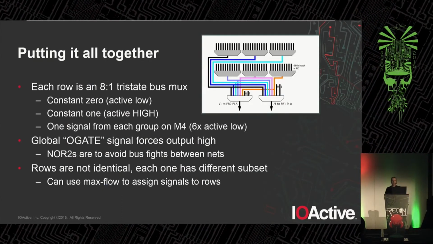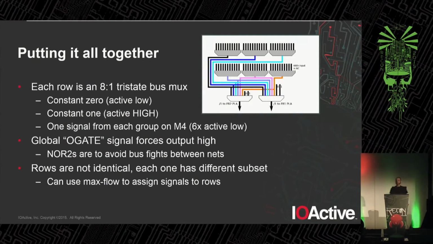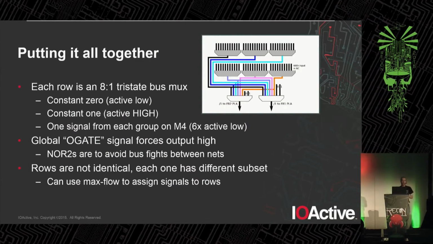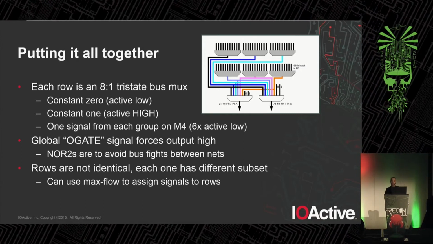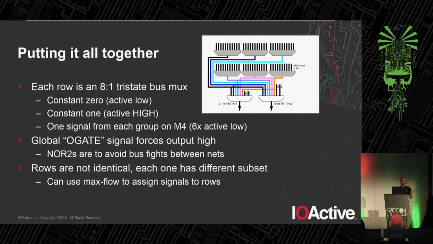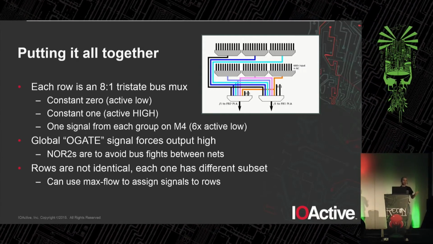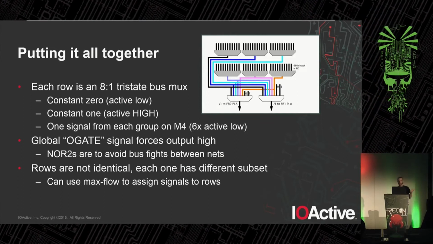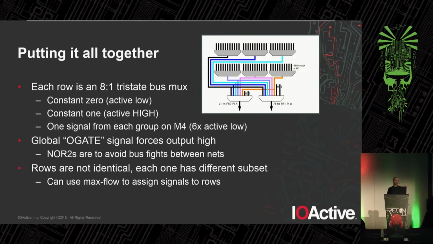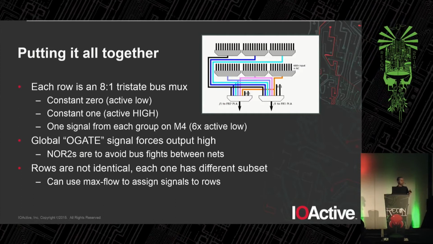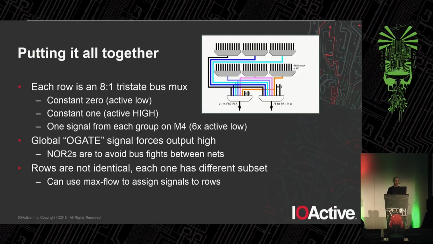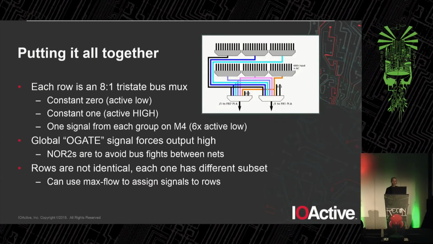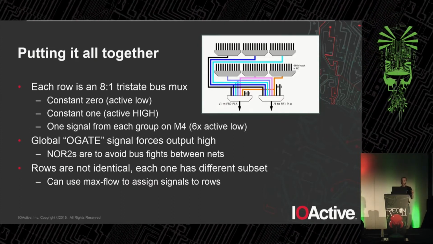So if we put this all together, what we see is that each row is indeed an 8-to-1 tri-state mux. So there's 1 pass transistor that selects each of the 6 possible outputs for a row. Then there's a single discrete NMOS and a single discrete PMOS that lets me drive constant 1 or constant 0 as well. It turns out that the driver for constant 1 is active high, all the rest are active low. So this means that a blank bit stream of FF won't cause bus fights. It'll put all the outputs in a well-defined state. So this makes sense. And all of the other signals are active low.